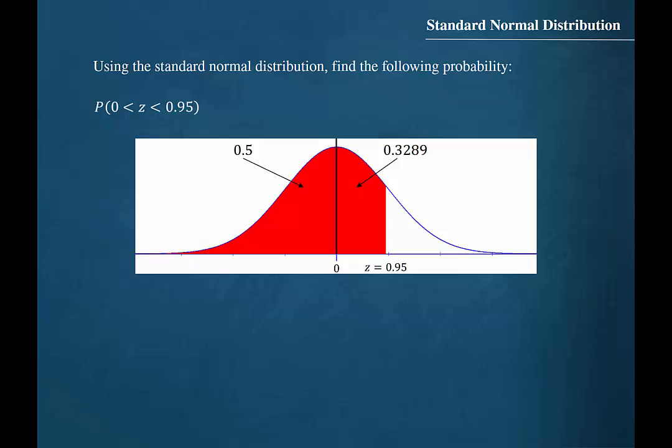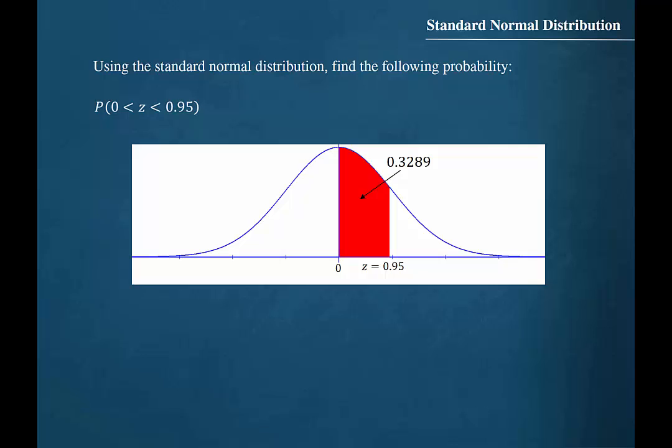But since the normal distribution is symmetric about the mean, the area under the normal curve from the left tail up to the mean, where the z-score is 0, is 0.5, or in other words, half of the distribution. That would leave 0.3289 as the area under the curve from the mean, where the z-score is equal to 0, up to that point where the z-score is 0.95.